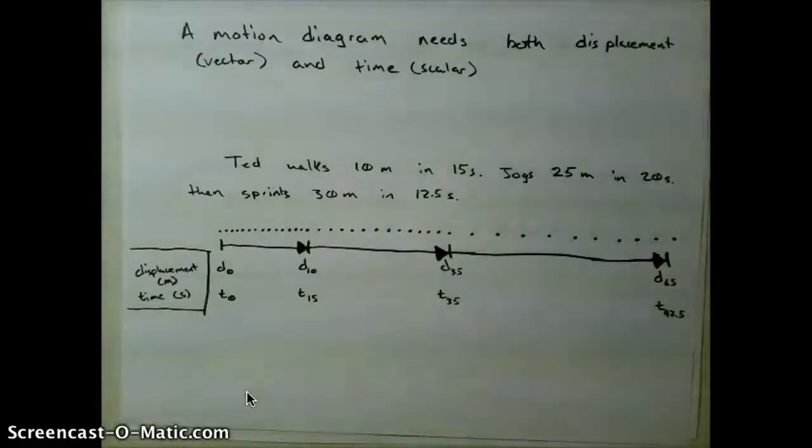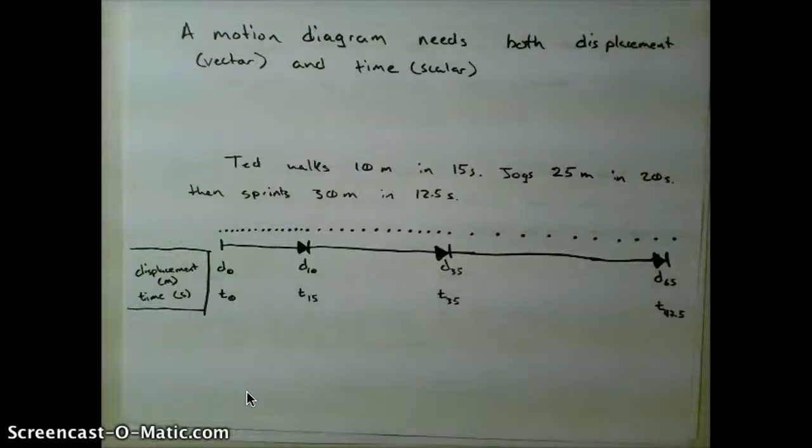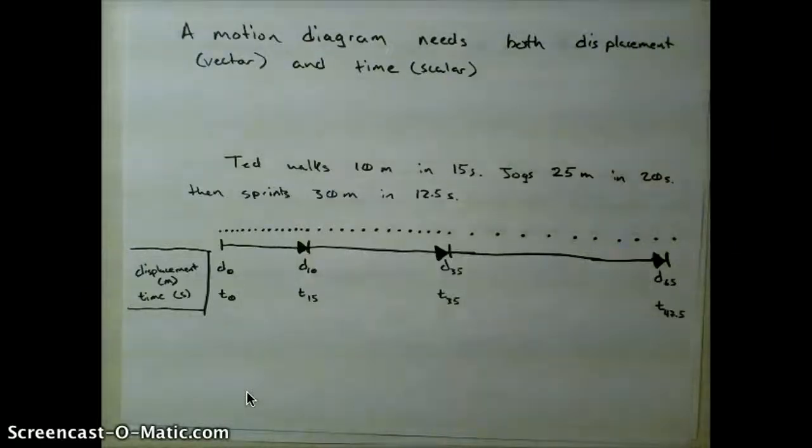The whole reason why we're looking at motion and displacement and vector quantities and scalar quantities is because we can actually use those to represent a full motion diagram. We've been working with particle diagrams, but they don't really tell us a lot other than what operational definition the object is experiencing. By adding the displacement and time, we can pick up a lot more information from what's going on. So down here I have a motion diagram and a particle diagram drawn for this situation. We have a guy named Ted walking 10 meters in 15 seconds, jogging 25 meters in 20 seconds, and then sprinting 30 meters in 12.5 seconds.